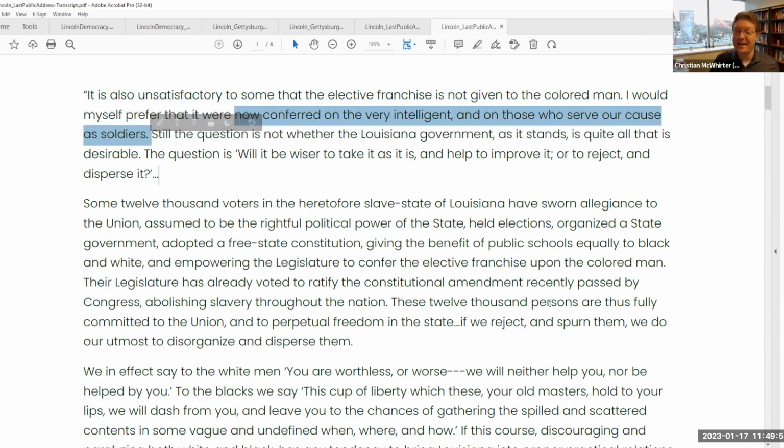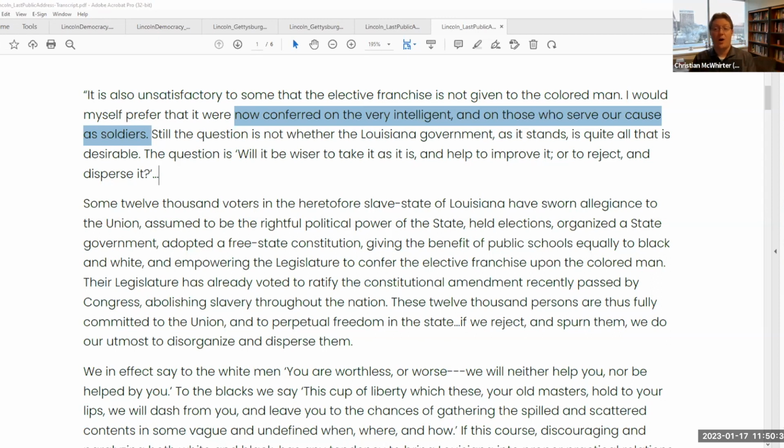Here, right, he's hedging a little bit, right? What Lincoln is saying is that the vote could be given to, again, the colored man, which he means African American men, right? But he's hedging a little. He's saying, or maybe just the very intelligent or those who served as soldiers. So this is important because it ties back to where we started, right?